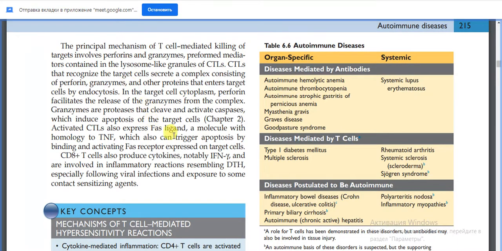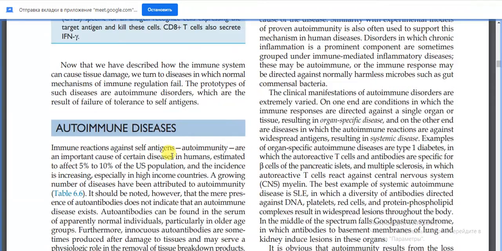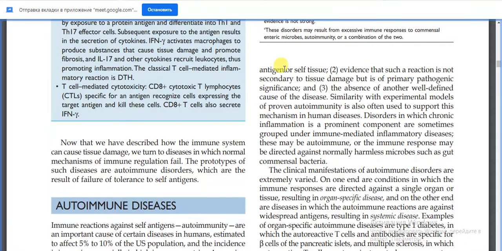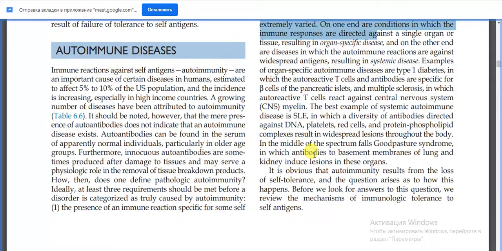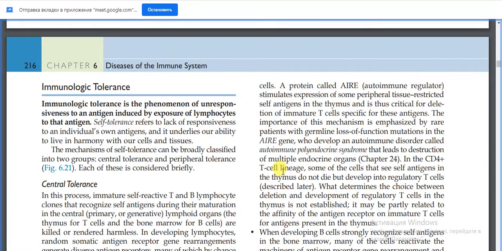So that's the idea. Let's talk about autoimmune diseases. We have a lot of autoimmune diseases, and here you can read about this. It's quite interesting, but I don't want to spend our time on this.